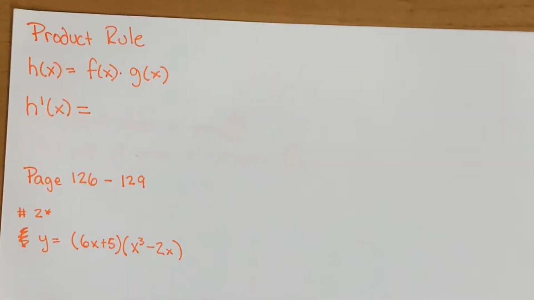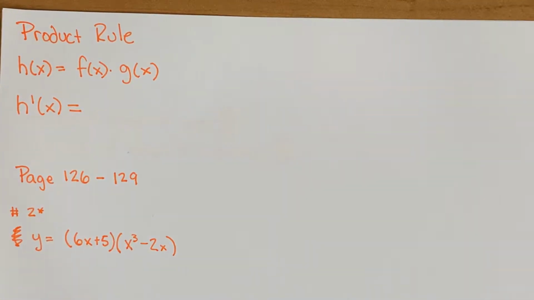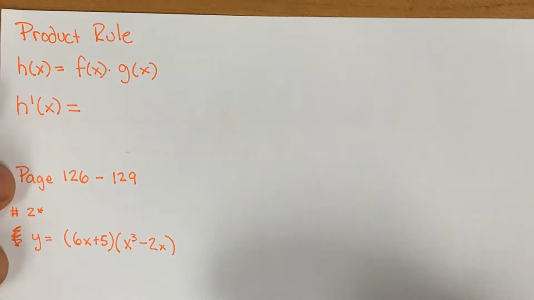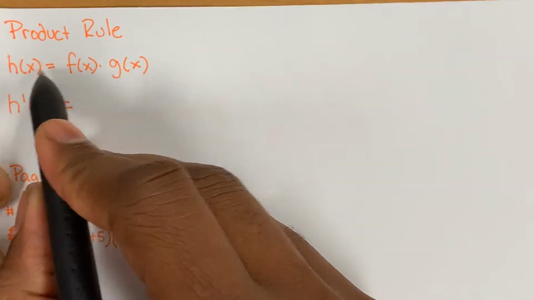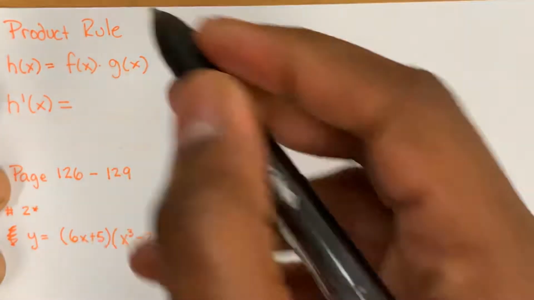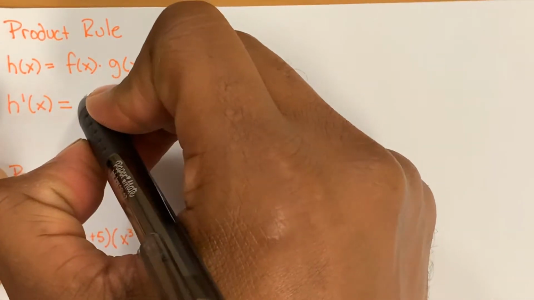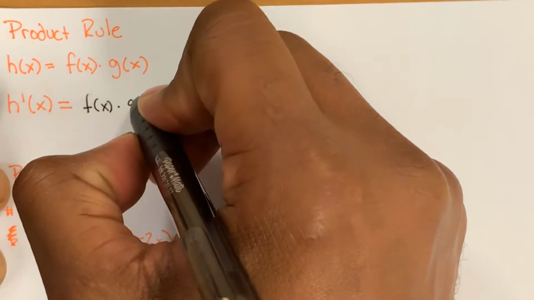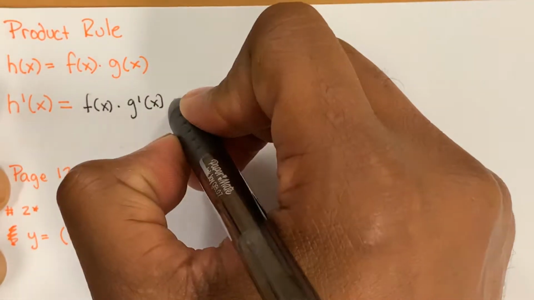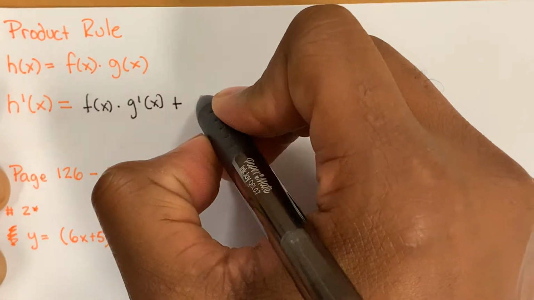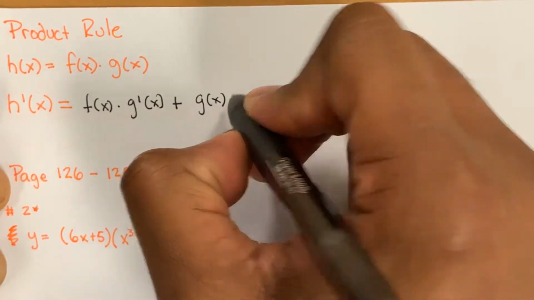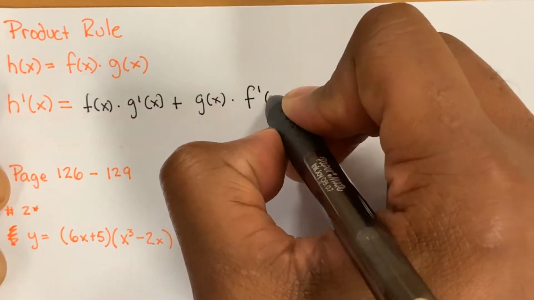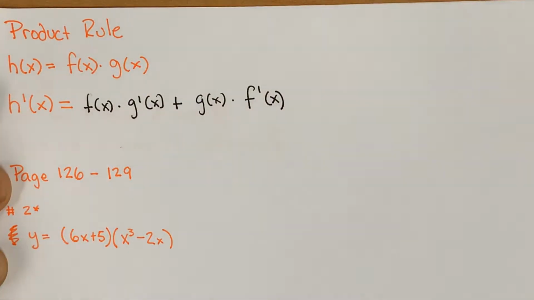This video covers the product rule. So in calculus, we have the product rule for a function where we have f of x times g of x. The product rule is going to be the f of x function multiplied by the derivative of the g of x function plus g of x multiplied by the derivative of the f of x function.